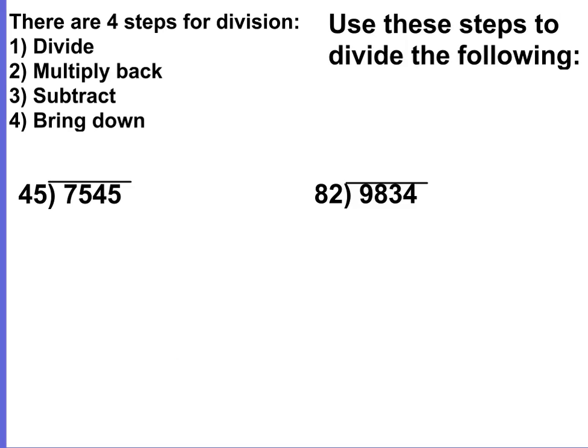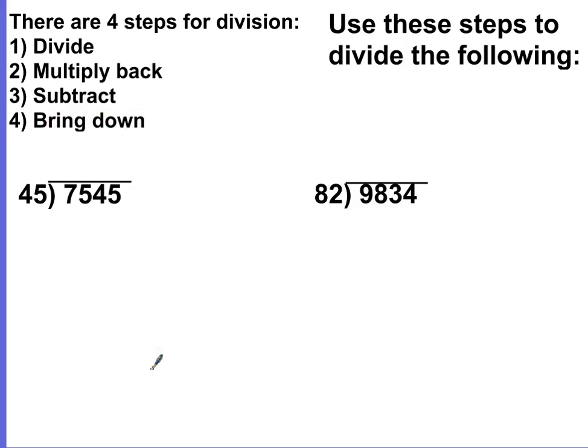Now, we have two regular division problems. These are not decimals, but you're still going to use the same steps that we used when we divided before. You're going to divide your divisor into your dividend. You're going to write your answer in the quotient. Then you're going to multiply back, subtract, and bring down.